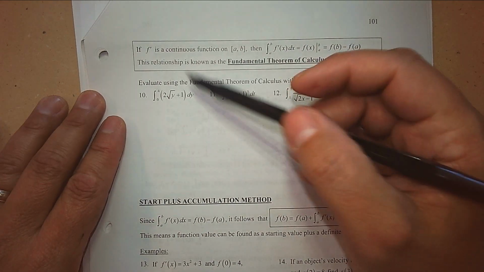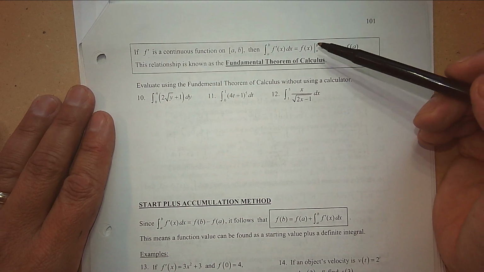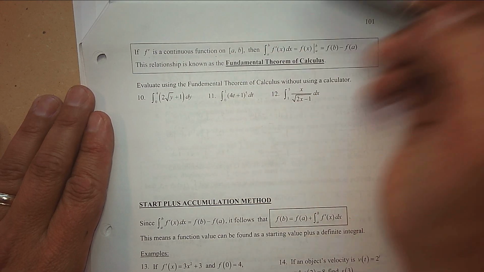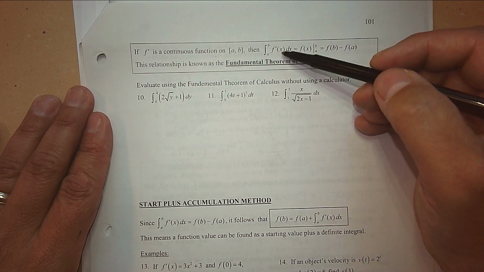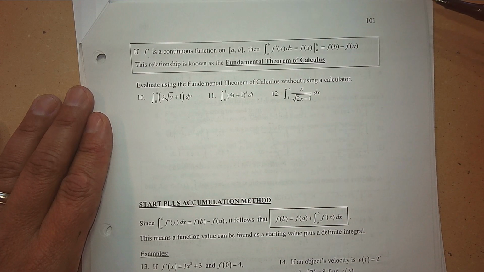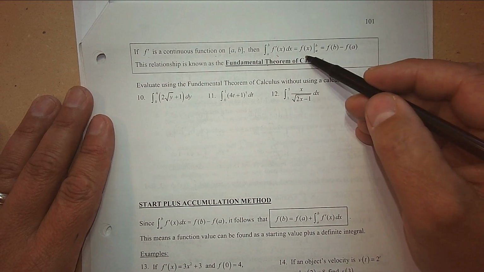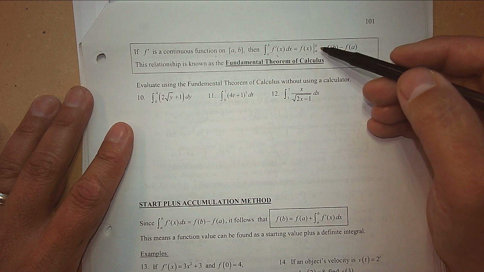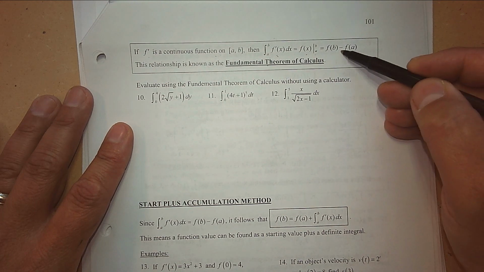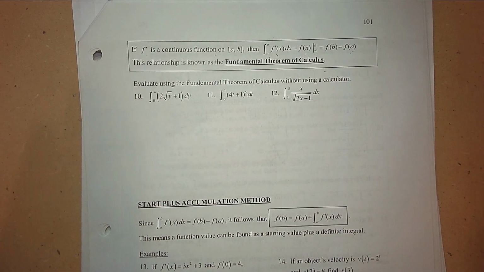It says the derivative of f is a continuous function from a to b. So first, the derivative is a continuous function. If that's the case, then if you have an upper and lower bound, so the lower bound is a, the upper bound is b, and it's the derivative, when you integrate the derivative, it's now the function. You plug in the upper bound, you plug in the lower bound, and subtract the two to get your answer. That relationship is called the Fundamental Theorem of Calculus.